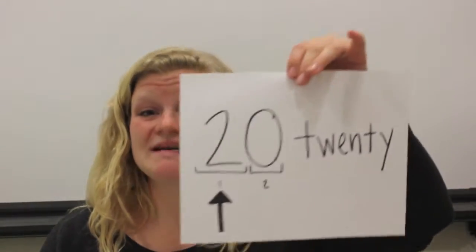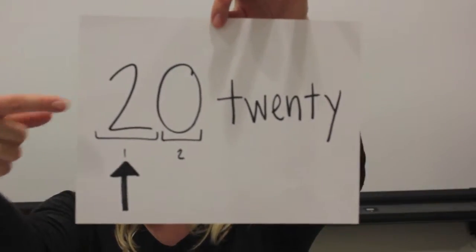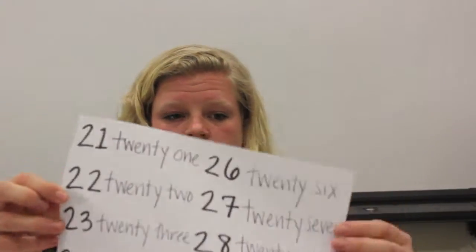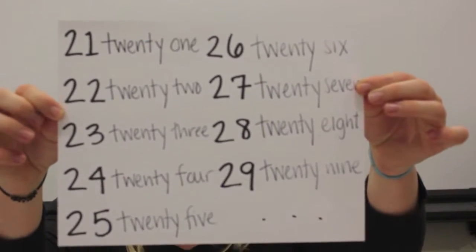And then once the first digit changes to a 2, we call those numbers the 20s. See how the first digit here is a 2 now instead of a 1. So then we're going to add all of our basic numbers to our 20, and this is what we'll get. 21, 22, all the way up to 29.